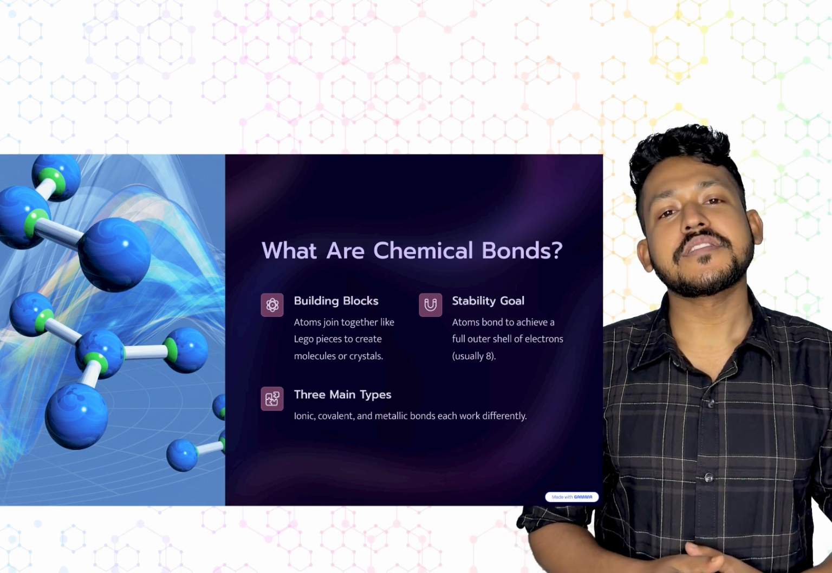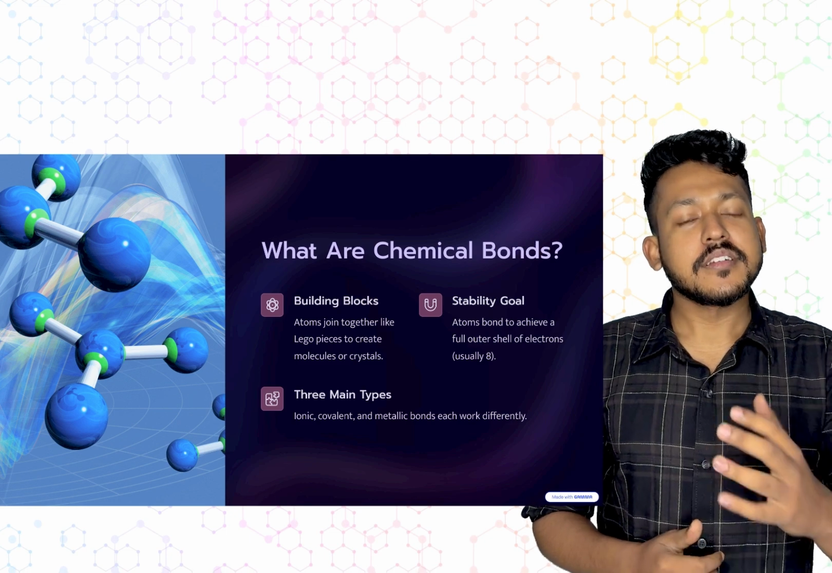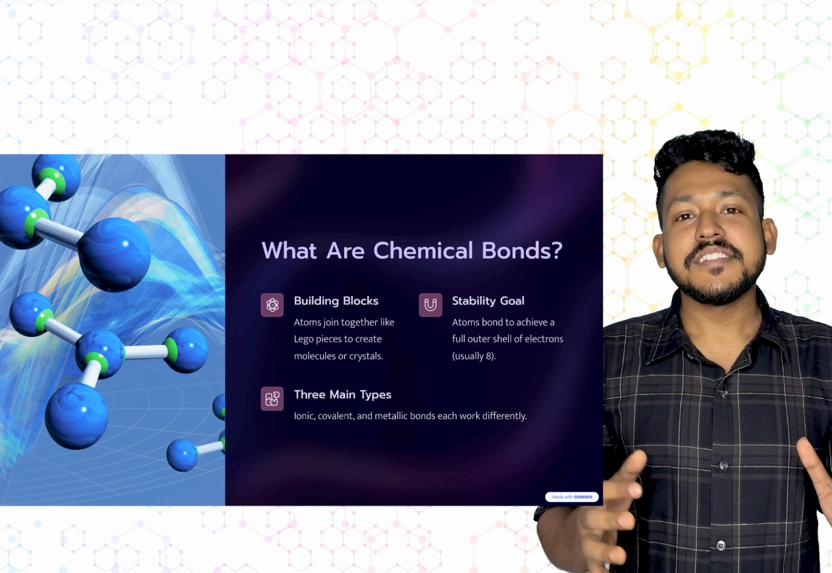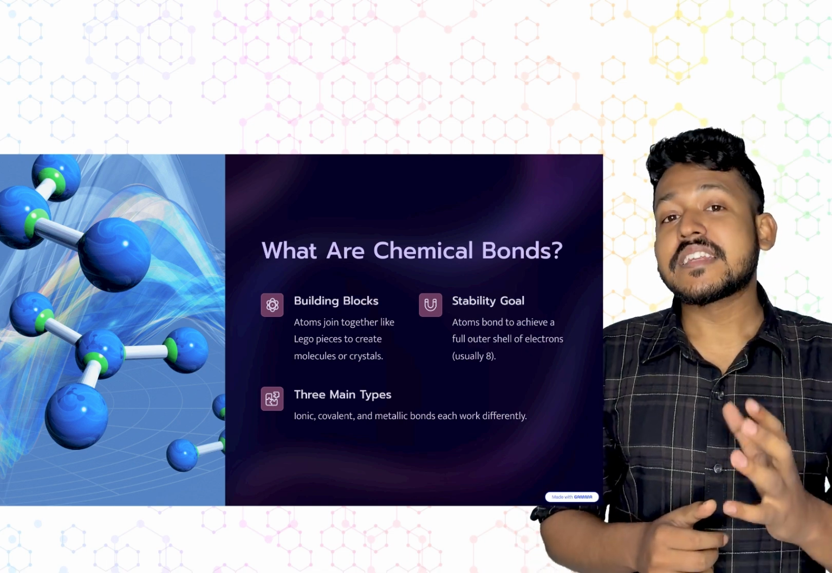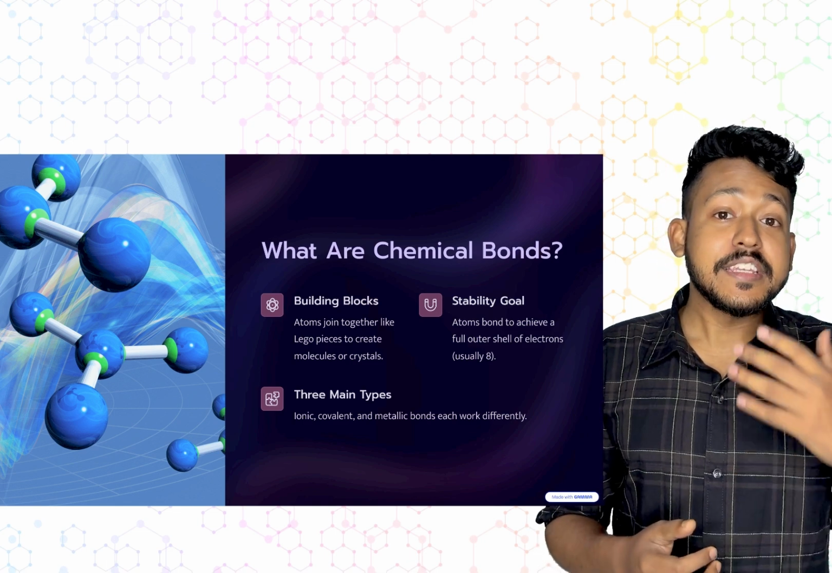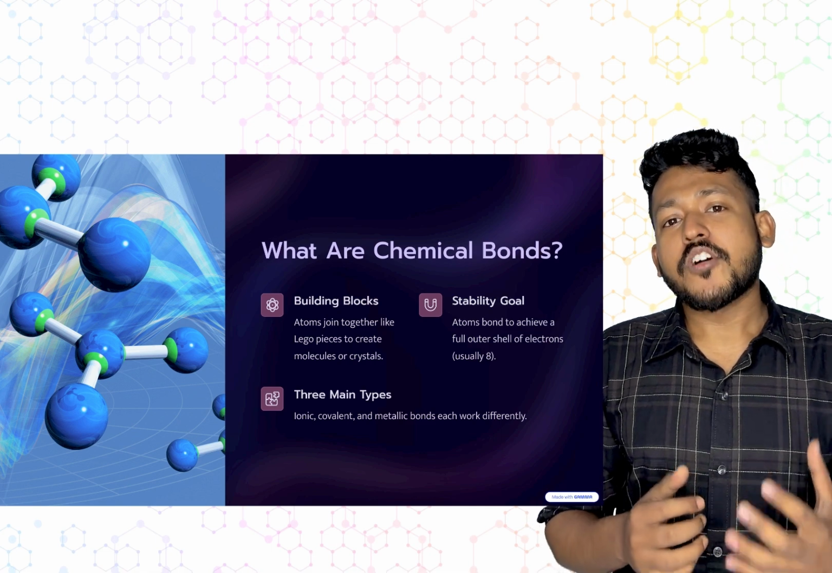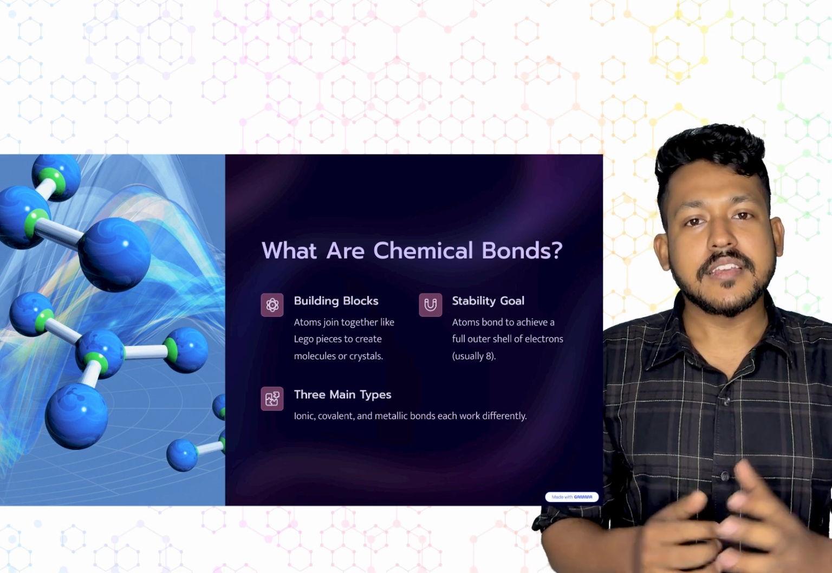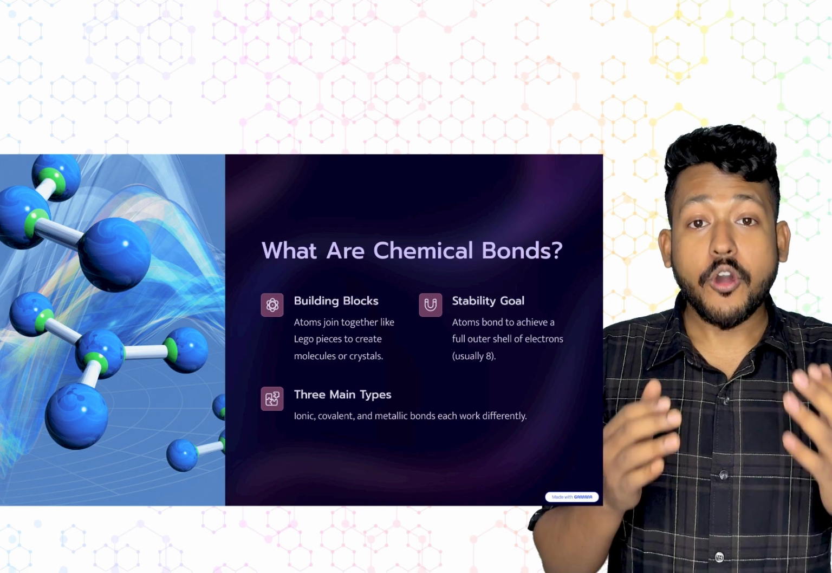Now, the obvious question, why do atoms even bond? Every atom has a center called the nucleus with protons and neutrons inside, and tiny particles called electrons zooming around it. Electrons are key for bonding. Atoms want to be stable, like when you feel happy with a full lunchbox. To be stable, atoms need a full outer shell of electrons, usually 8 electrons, like a complete team. This is called the octet rule because oct means 8.